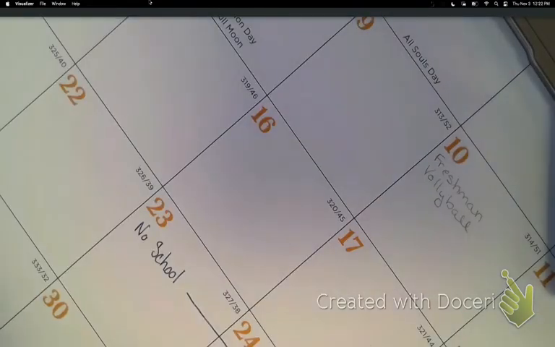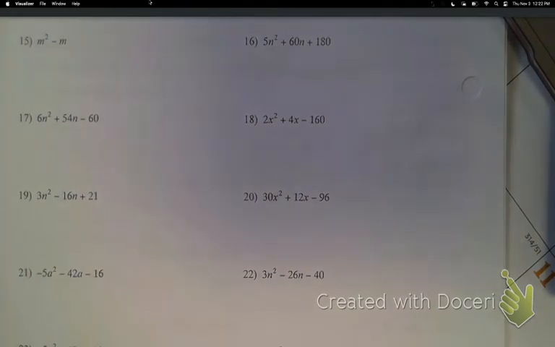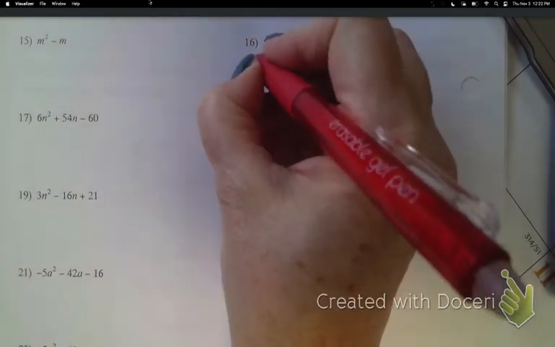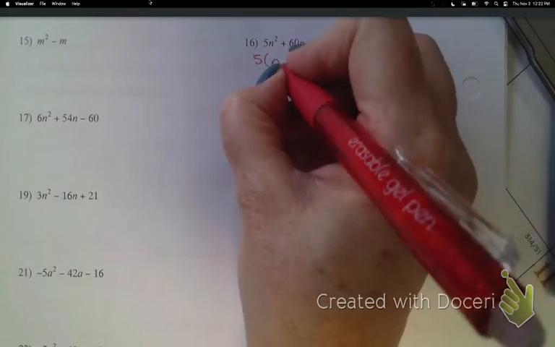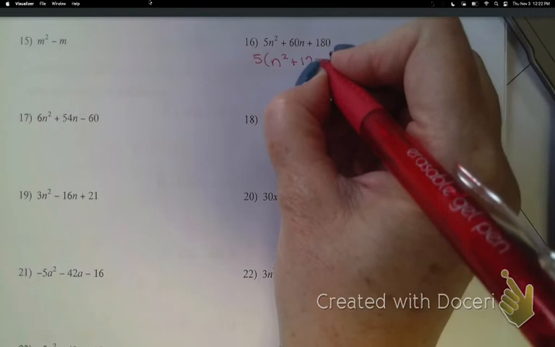So we did some nice, easy ones. I want to look at 16. We're not going to do 16, but you're going to tell me the first step you do on 16. Take it out by 5. You'd factor out a 5. So you'd have what? M squared plus 12.